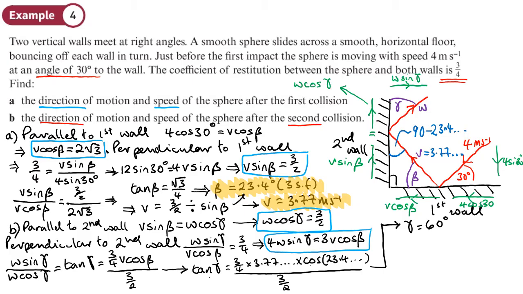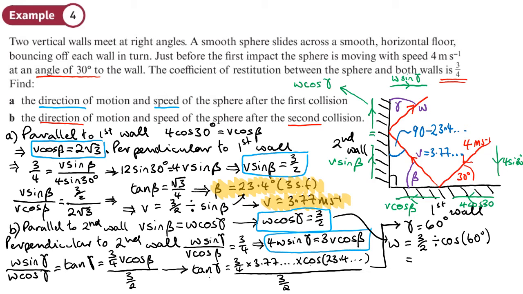The next thing I need to do is to take that value of gamma and substitute it into an equation. Let's substitute it into this equation here. W cos gamma equals 3/2. So now I can work out W. W will be 3/2 divided by cos 60. So last step, W, using this equation here, W equals 3/2 divided by cos, and it's exactly 60 gamma.